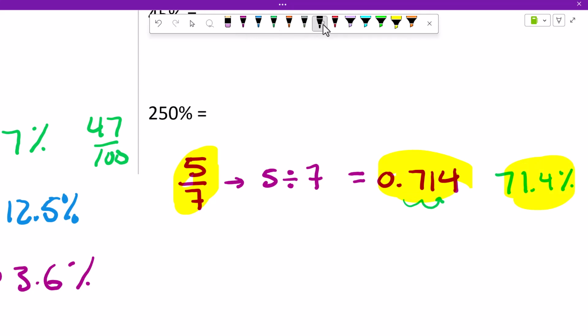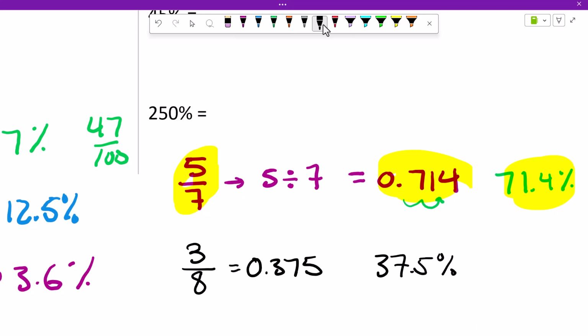Let's do another one. Let's go 3 over 8. What is that as a decimal? Come on, try it, convert it. 3 over 8, what is that? 0.375. Thank you. Okay, next up. What is that as a percentage? 37.5. Okay.